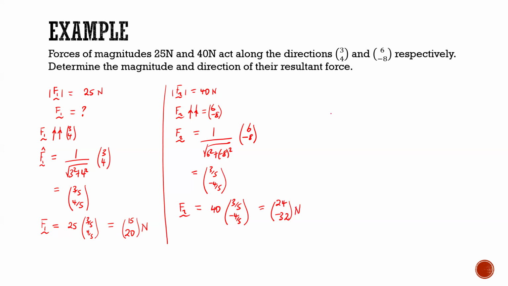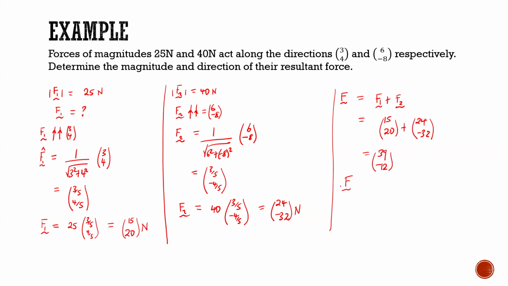So we have F1 and F2, and we've been asked to get the resultant force. That means we have to add them. So we could use F to represent our resultant force. So F1 plus F2 is going to be 15, 20 plus 24, negative 32. This is going to be 39, minus 12. So the magnitude of this force is simply going to be the square root of 39 squared plus negative 12 squared. It's going to be in newtons.